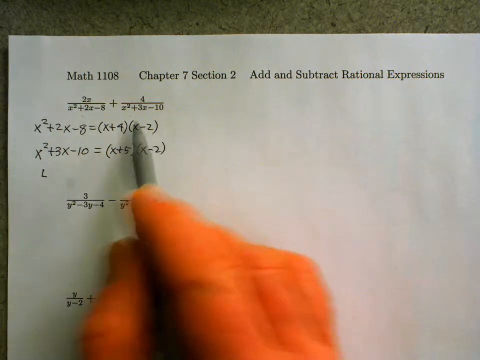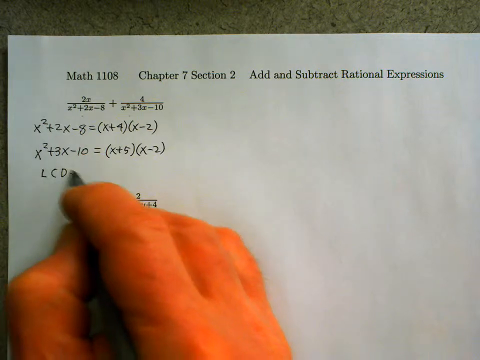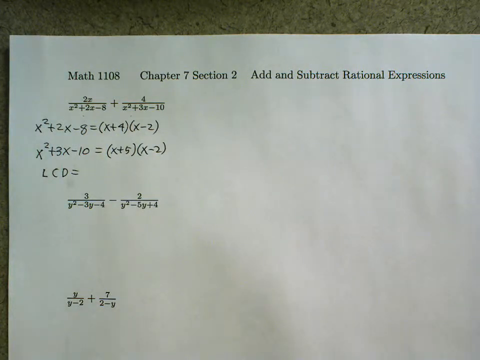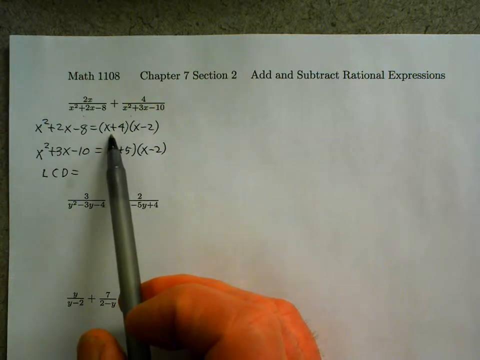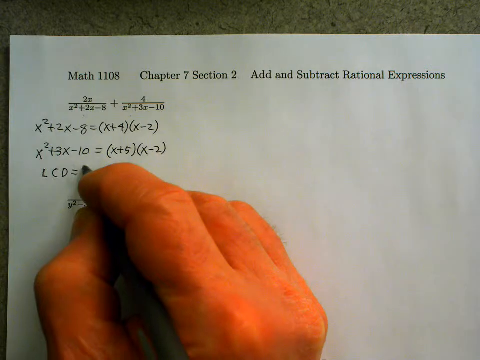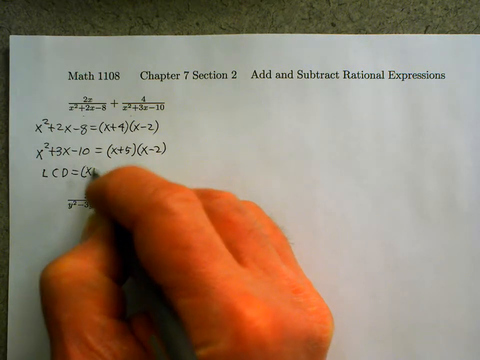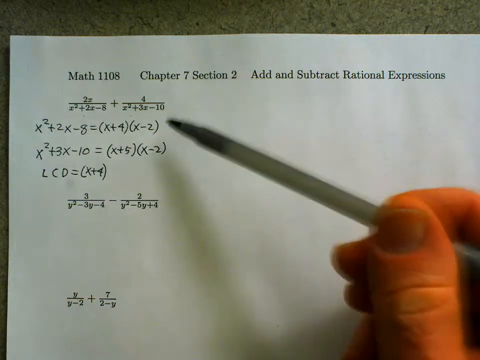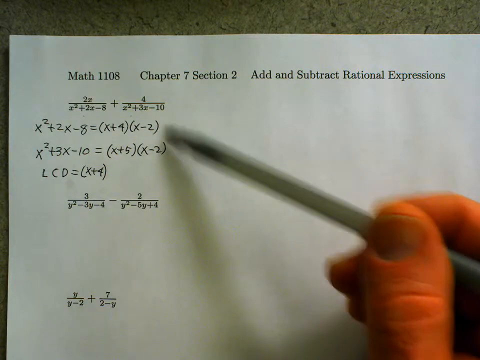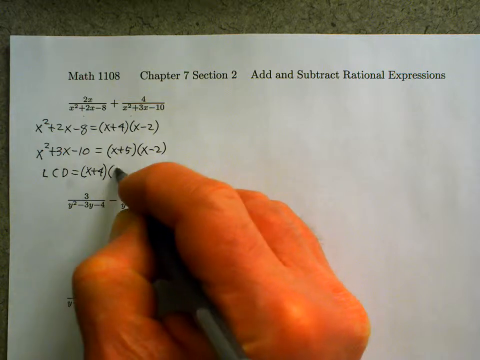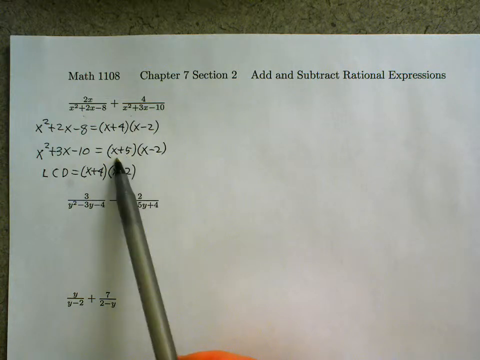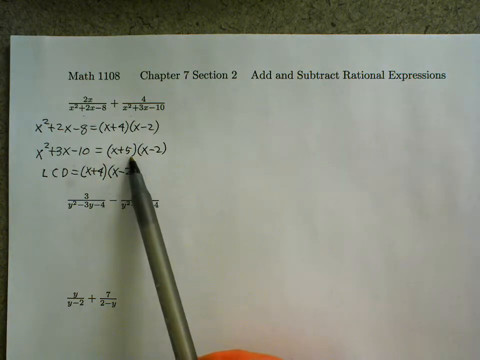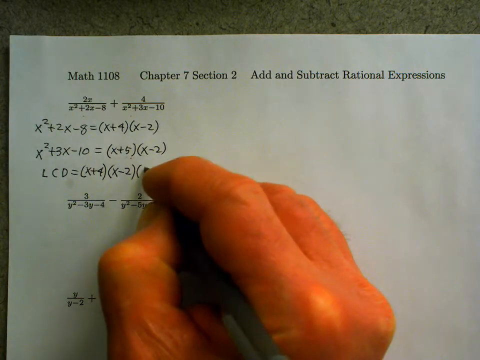So with the two denominators in factored form, we can identify the least common multiple of the denominators, or the least common denominator. The numerator has a factor of x plus 4, so the least common denominator has to have a factor of x plus 4. Both denominators have one factor of x minus 2, so the least common denominator has one factor of x minus 2. The second denominator has one factor of x plus 5, so the least common denominator has one factor of x plus 5.